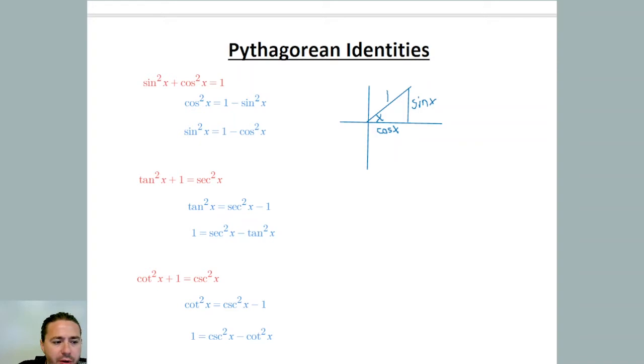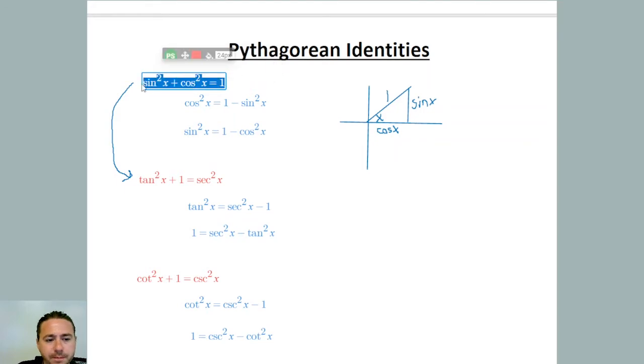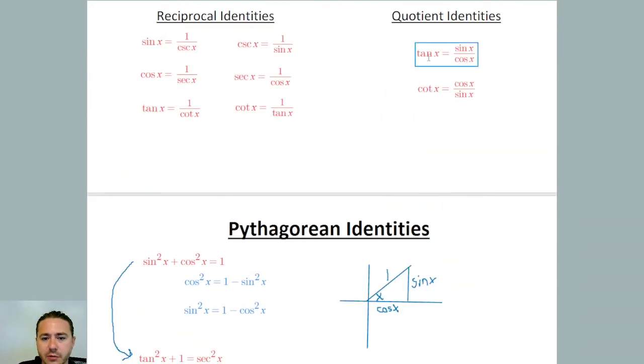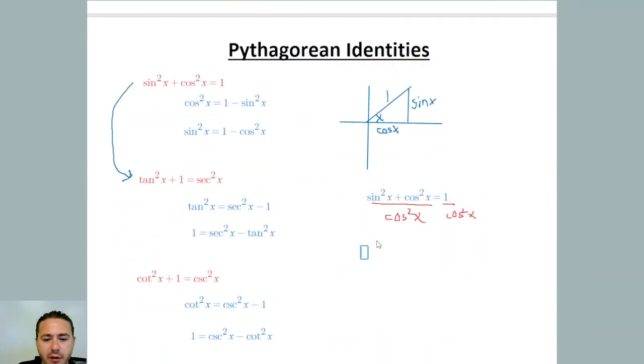And you don't need to know this proof. I just want to convince you that this is true. So this top one I think is the most obvious. It's the easiest to show really quick. Let's say we started with this and I divided both sides by cosine squared x. If I do that, sine squared x over cosine squared x, as we saw above, is equal to tangent squared x.